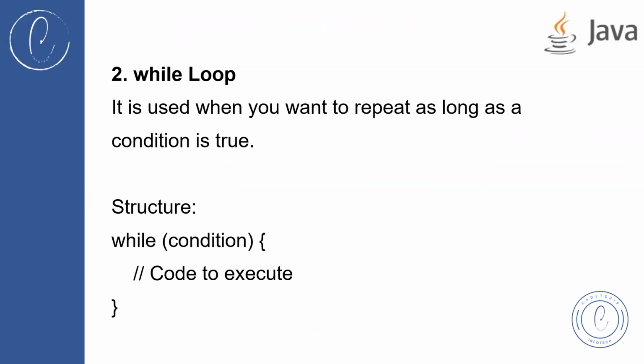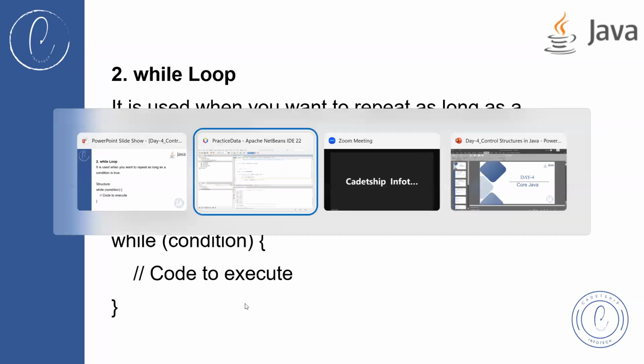Next we have the while loop. Where do we use while? It is used when you want to repeat as long as a condition is true. Let's assume a situation where I want to print something until a specific condition becomes false. I want to repeat specific code as long as a condition is true, and when that condition becomes false, I want to come out of the loop. So now let's take an example of it.